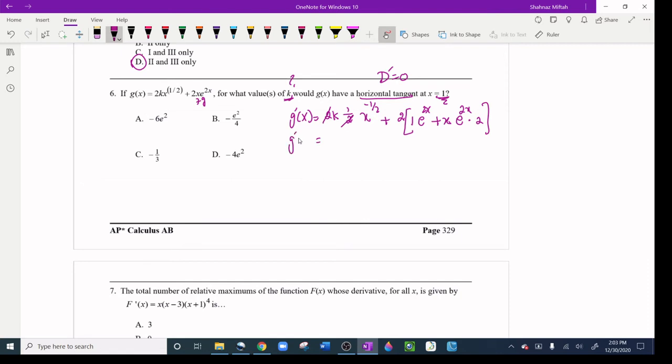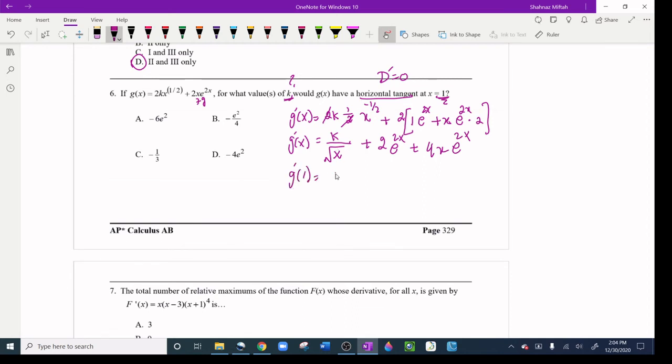I'm left with g prime x. I got k stays on the top, k times 1 is k, and this half is going to go down like a square root, plus distribute that 2e to the 2x plus 2 times 2 is 4x e to the 2x. Now plug in 1 for every x.